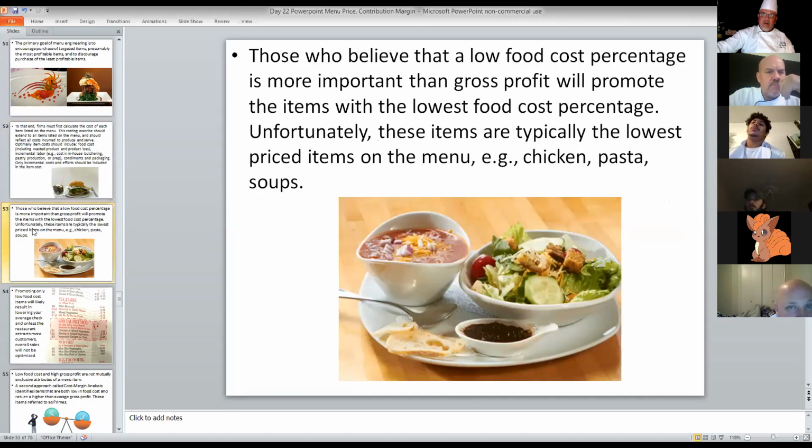Those who believe that a low food cost percentage is more important than the gross profit will promote the items with the lowest item cost percentage. Unfortunately, these items are typically the lowest price items on the menu: chicken, pasta, soups, maybe some salads.